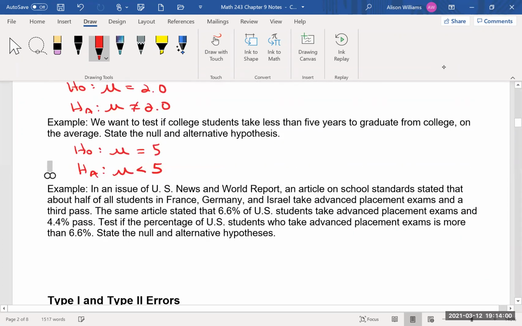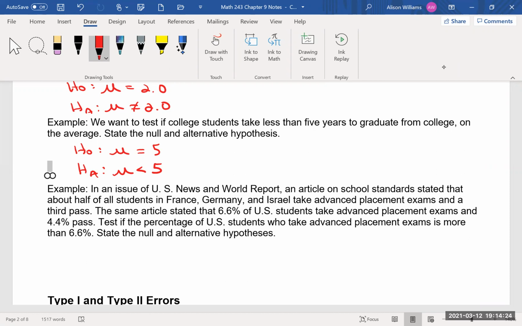In an issue of U.S. News and World Report, an article on school standards stated that about half the students in France, Germany, and Israel take advanced placement exams and a third pass. The same article states that 6.6% of U.S. students take advanced placement exams and 4.4% pass the test. If the percentage of U.S. students who take the advanced placement exams is more than 6.6%.